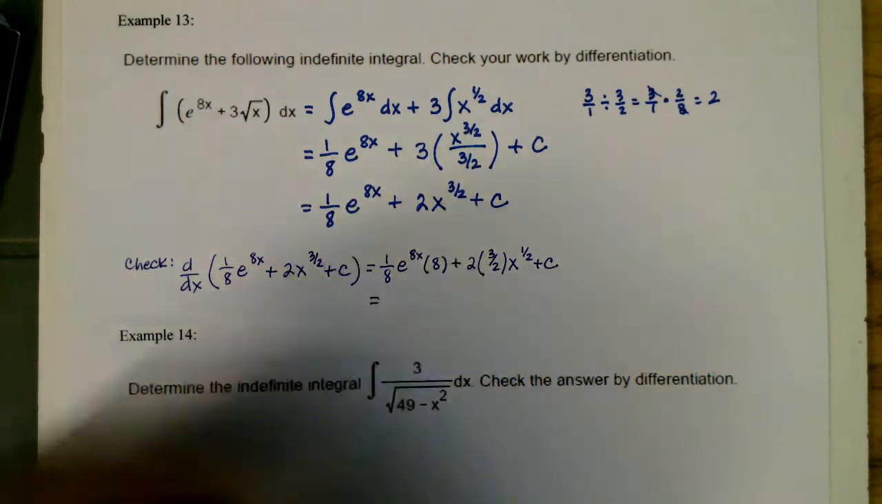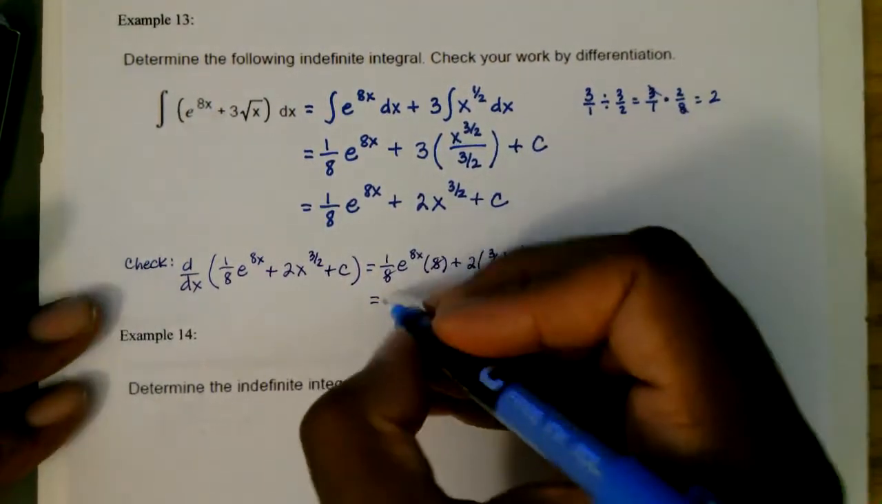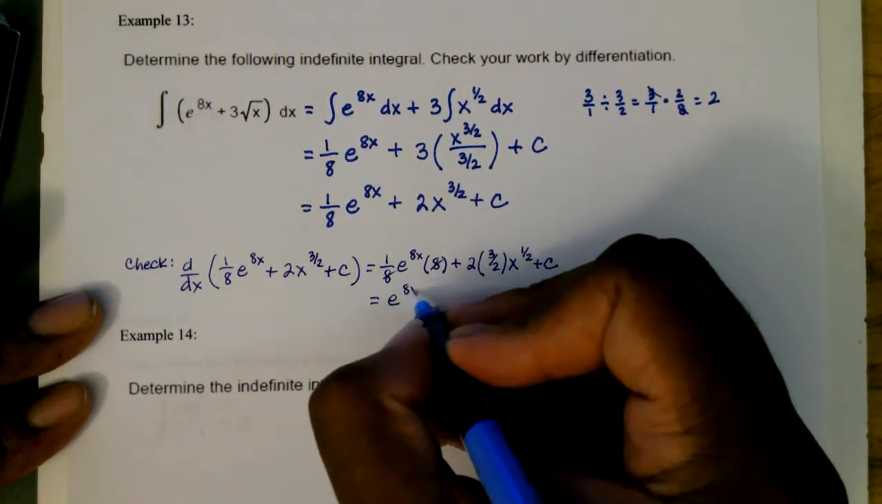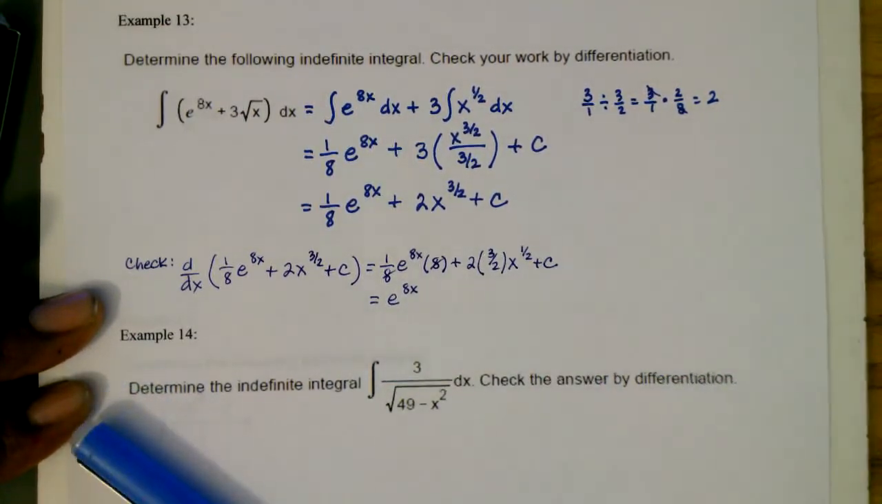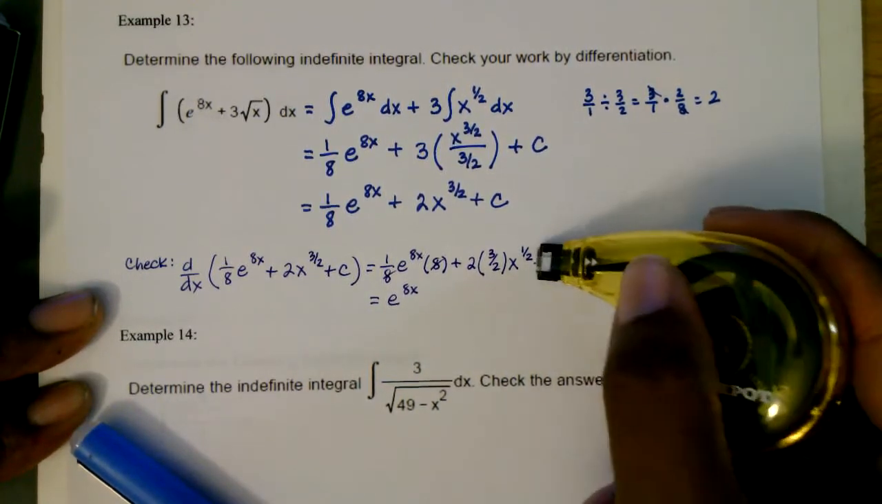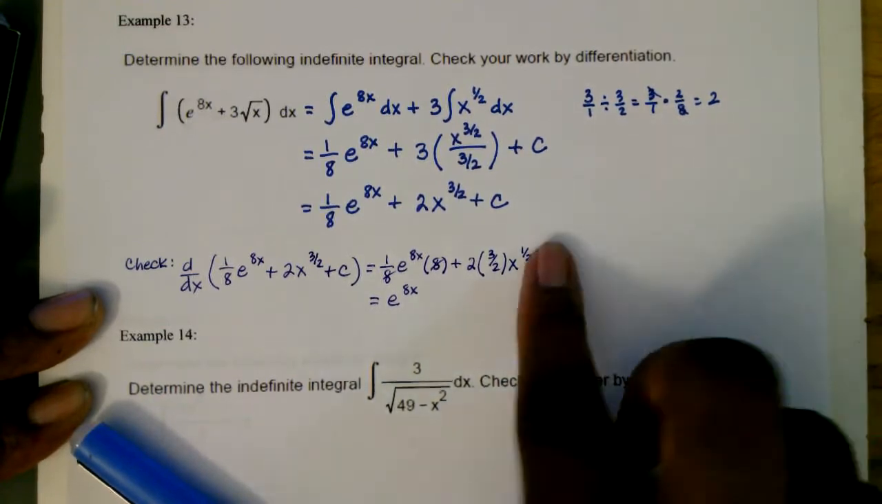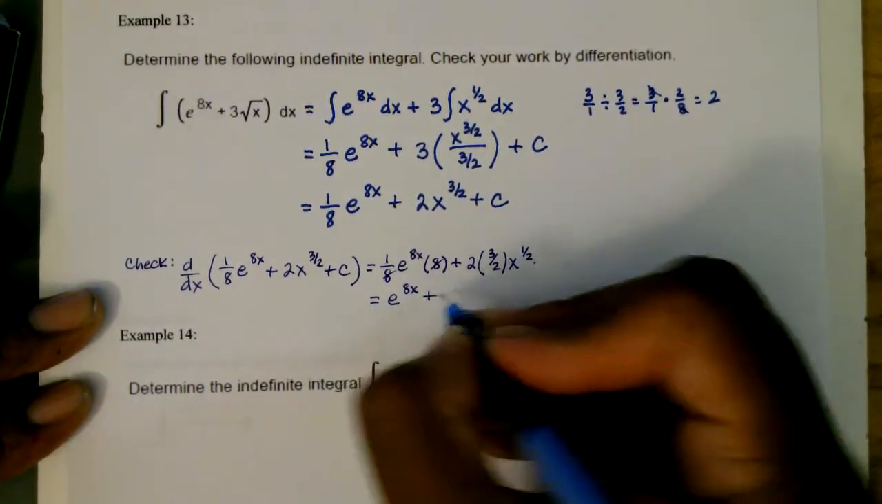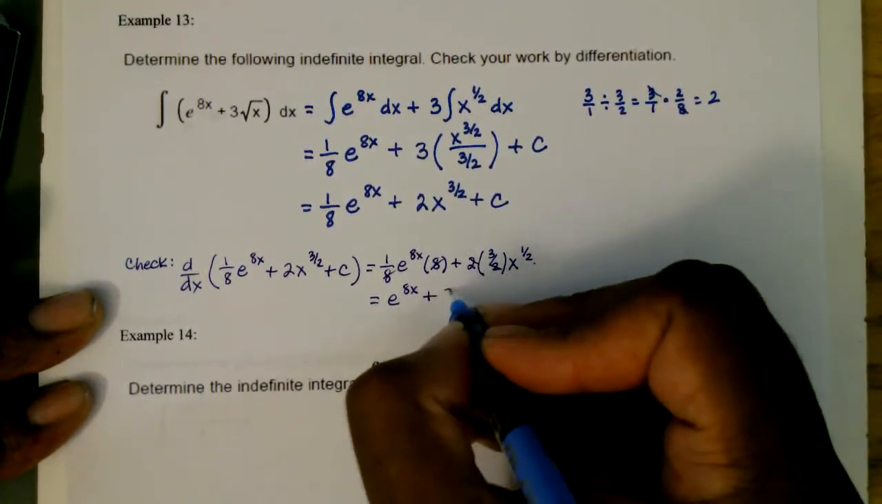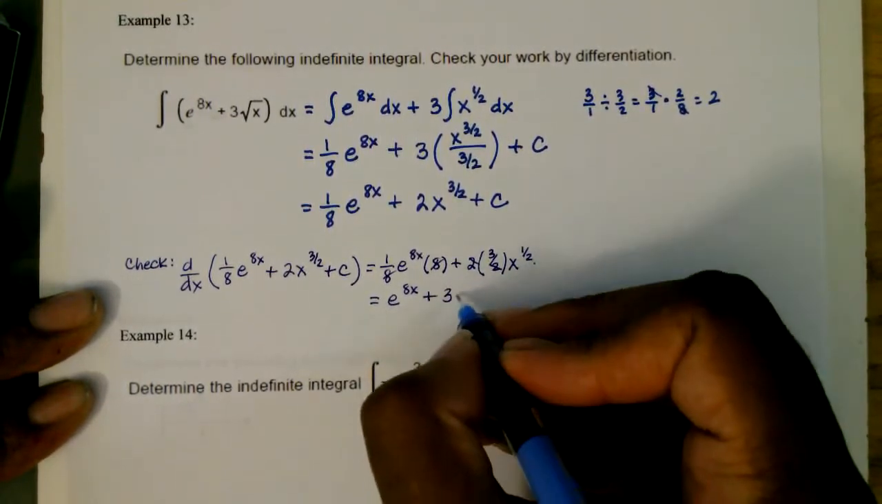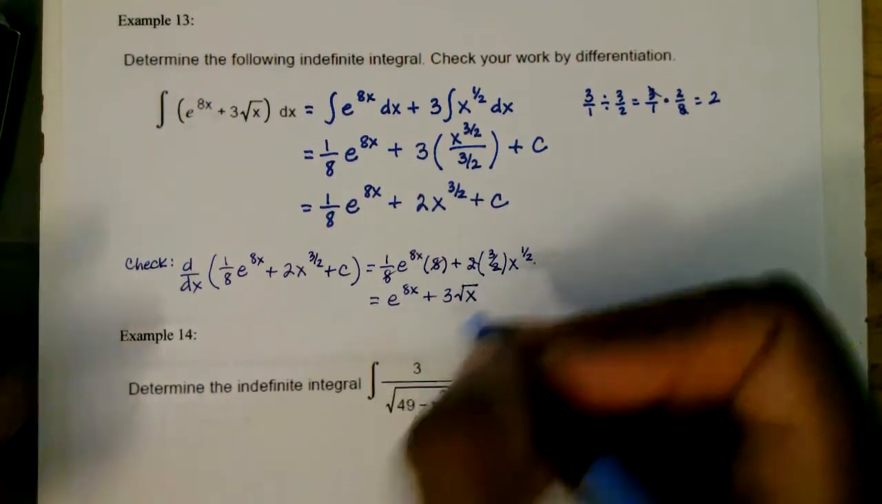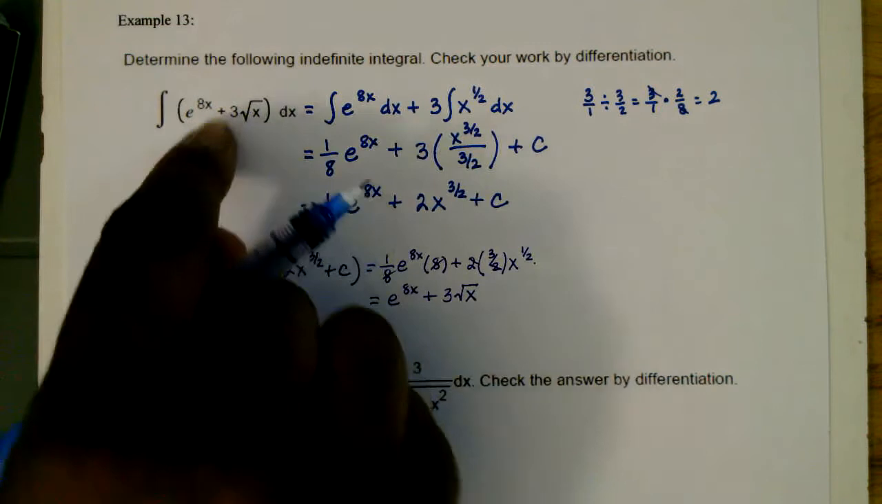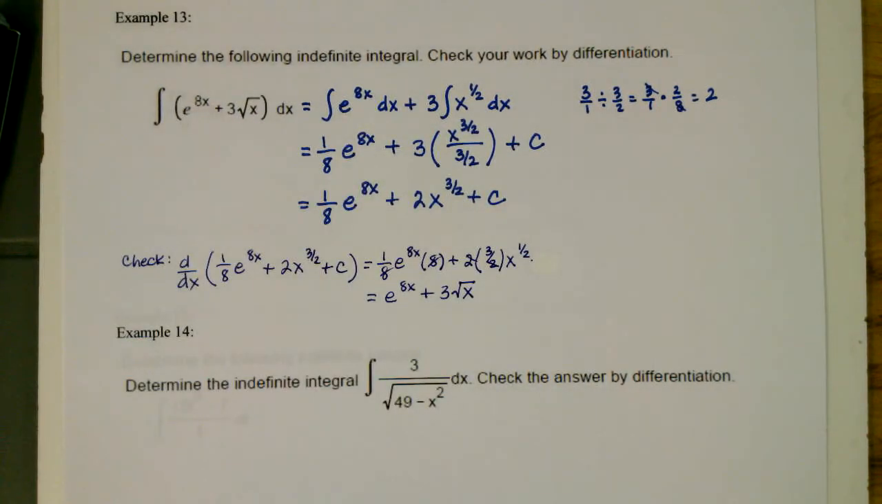Now, if I simplify this, these 8's divide out. You'll be left with e to the 8x. Actually, the derivative of a constant is 0, so I don't need that plus c, since the derivative of a constant is 0. And then plus 2's divide out, you'll be left with 3 times x to the 1/2, in radical form would be the square root of x, which is exactly the integrand that I have right here. So that integral will be 1/8 e to the 8x plus 2x to the 3/2 plus c.